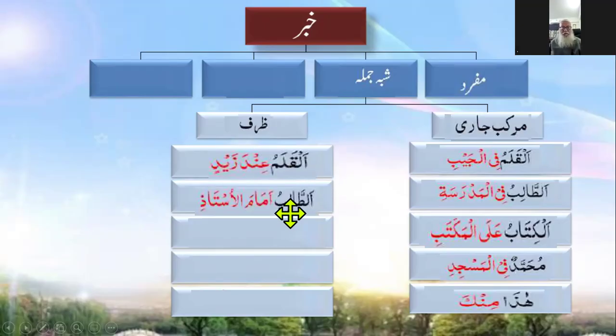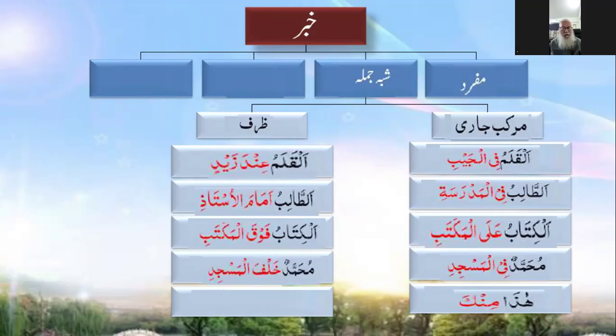At-talibu, again the same talibu as mubtada. Amamal ustazi. Amama is the place, in front of. So zarf is mudaf, and al ustazi is the mudaf alayh. Al kitabu, same mubtada. Fawkal maktabi. Fawka is the place, above. So that is zarf. Al maktabi is the mudaf alayh. So mudaf is coming as a khabar.